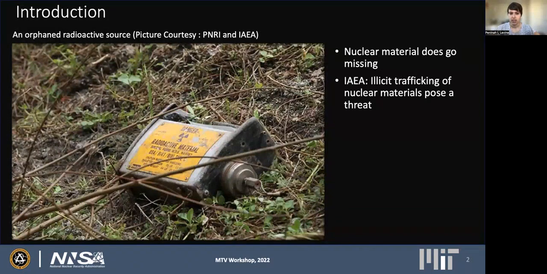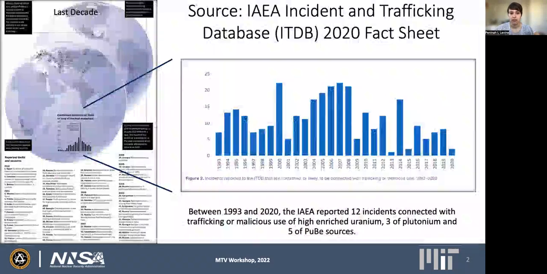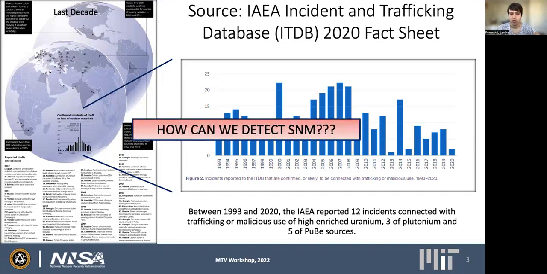An issue today is that nuclear material does go missing, and the IAEA says that illicit trafficking of nuclear materials poses a threat. Our work aims to combat this. Specifically, between 1993 and 2020, the IAEA reported 12 incidents connected with trafficking or malicious use of highly enriched uranium, 3 of plutonium, and 5 of PUV sources. The big question is, how can we detect special nuclear materials so we can keep track of it and be accountable for where it is going and ending up?